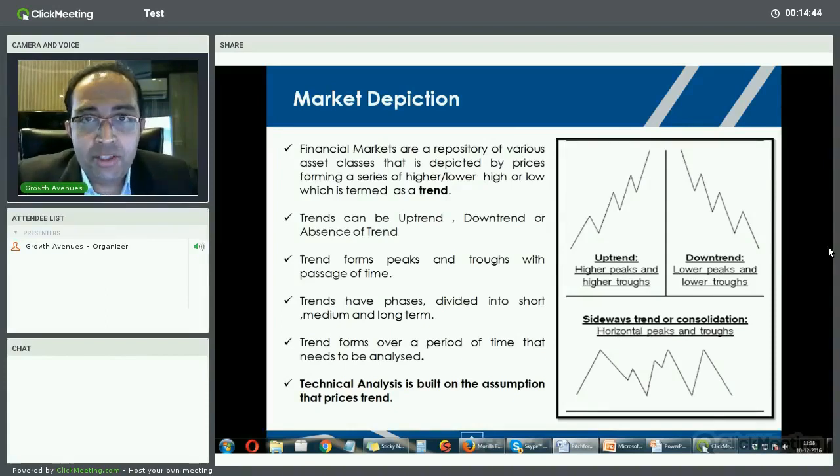Technical analysis is all about price and time, and it's a continuous cycle which keeps revolving and repeating over periods of time. So it's important to understand the concept of trend, and that's why I'm trying to emphasize that reading the trend of a chart is very critical, because the technical analysis subject itself is built on the assumption of trends.